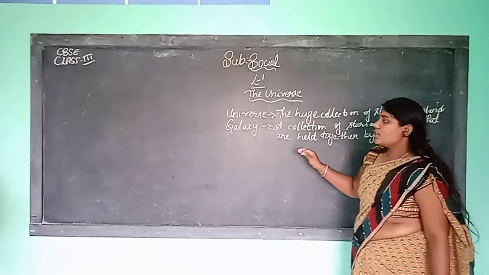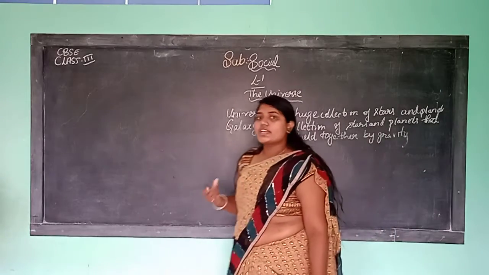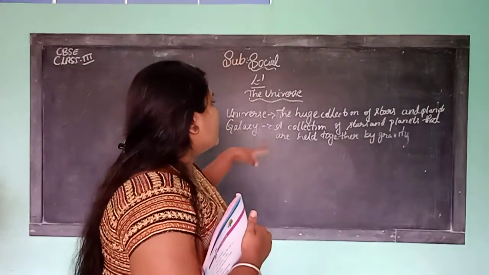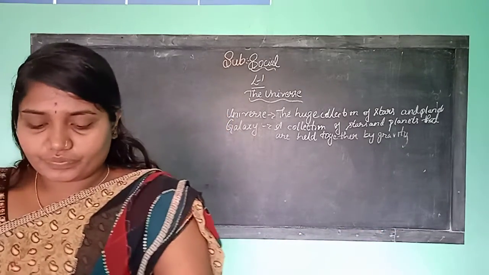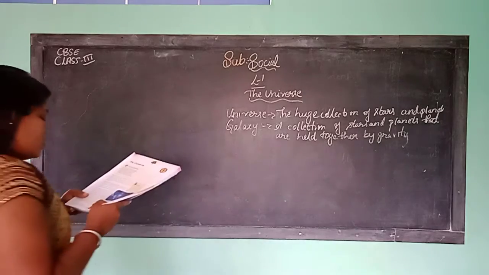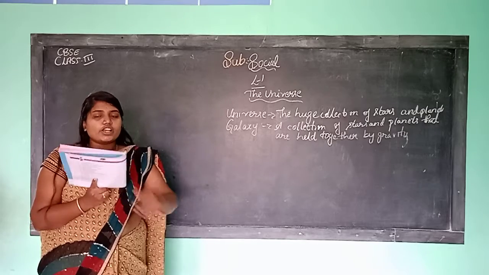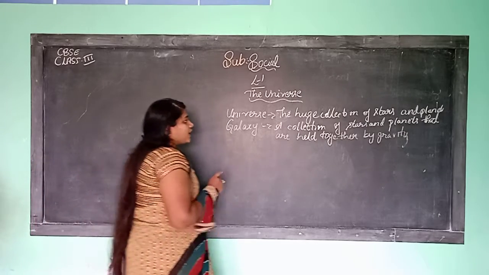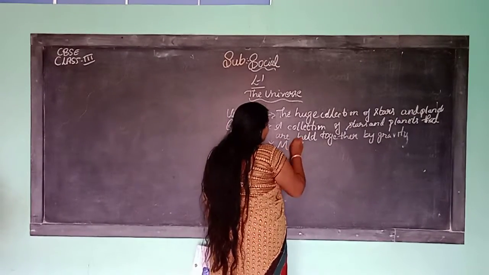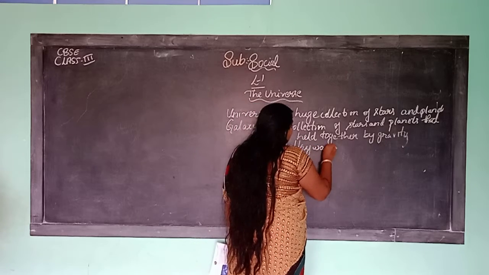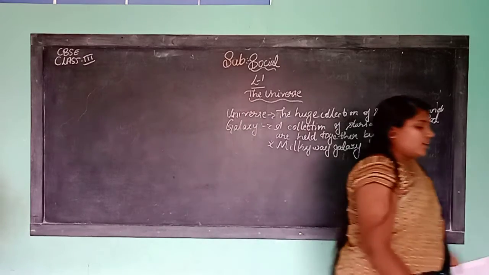So in last class we learned about galaxy. What is galaxy? A collection of stars and planets that are held together by gravity. So this is called galaxy. In which galaxy is our planet, our solar system? In Milky Way galaxy. Understood, children? Next.